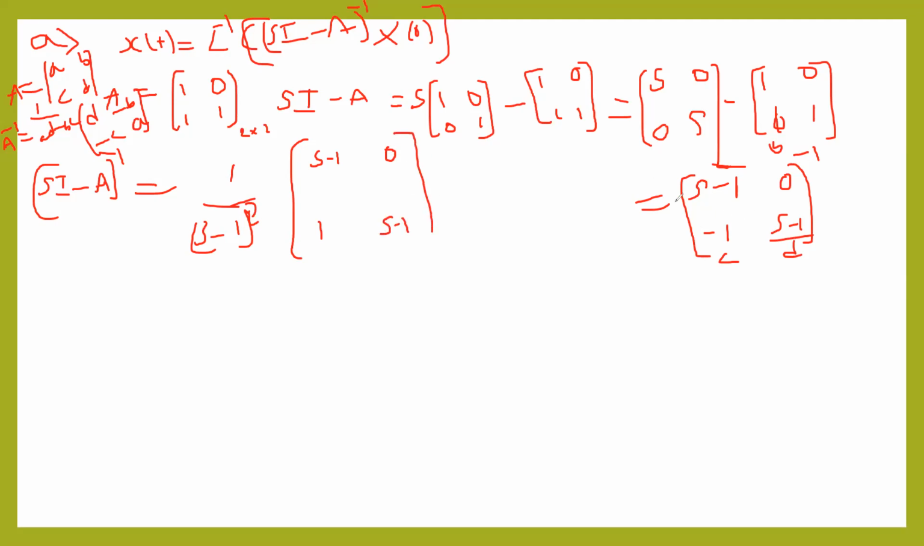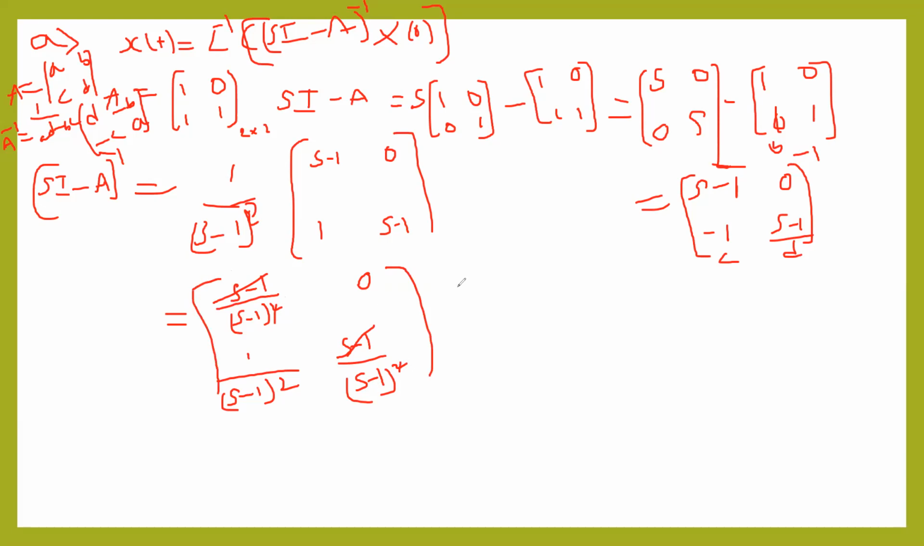D minus B minus C A. Okay. So (sI minus A) whole inverse has come. So what happened: S minus 1 by (S minus 1) whole square. First term, second term 0, third term 1 by (S minus 1) whole square. And the next one, S minus 1 by (S minus 1) whole square. S minus 1 in the denominator, S minus 1 cancels.